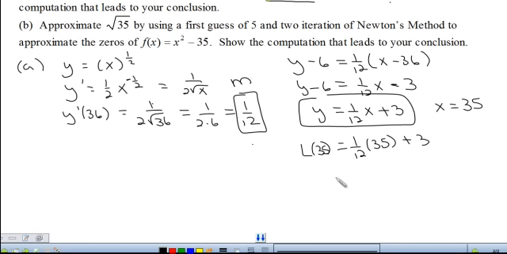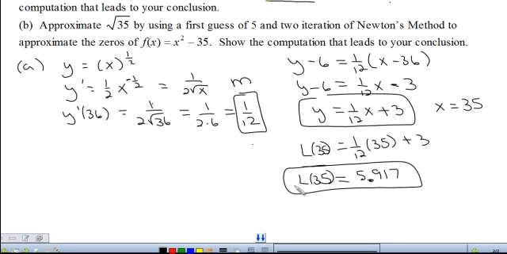And that's going to be 5.917. Remember to always round it off to 3 decimal places. So that's what I think the square root of 35 is. So if we use our calculator to find the square root of 35, it is 5.916079. So we're really close, so that's how we can check to make sure that we did this correctly.